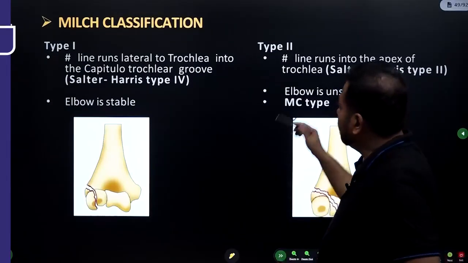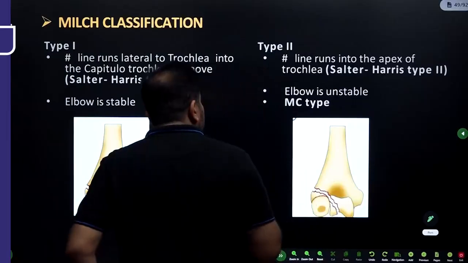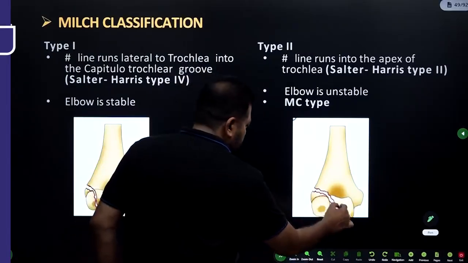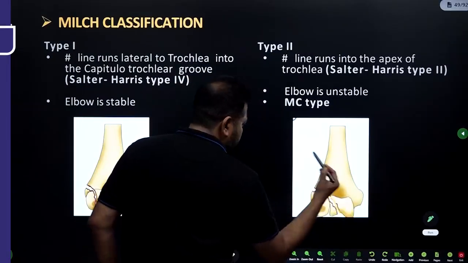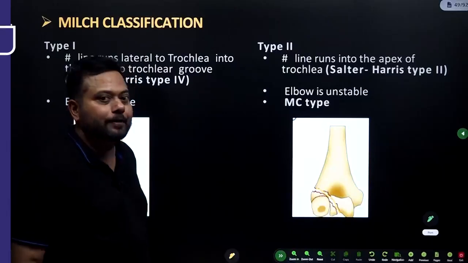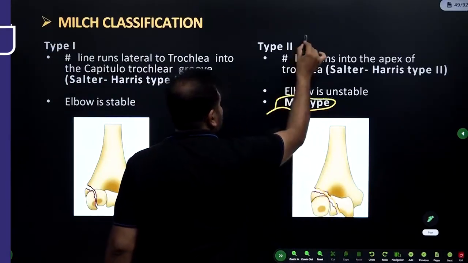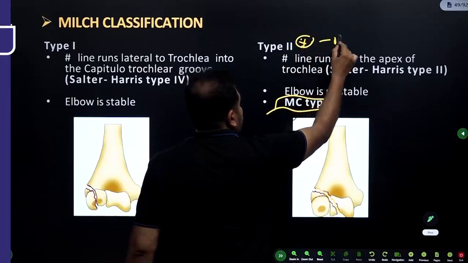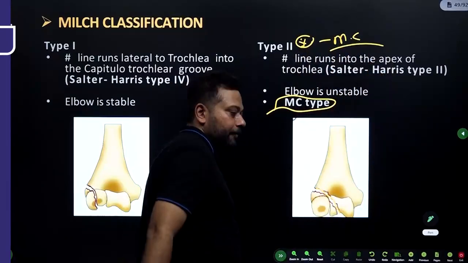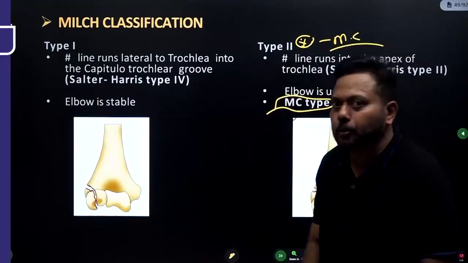Type 2, fracture line runs into the apex of the trochlea. This is the trochlea, so fracture line at the apex of the trochlea, and elbow is unstable. So the most common type is type 2, the most common type of lateral condyle fracture. So far they have not asked this question.